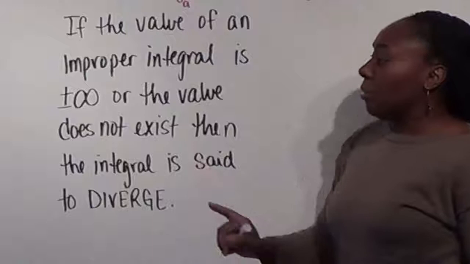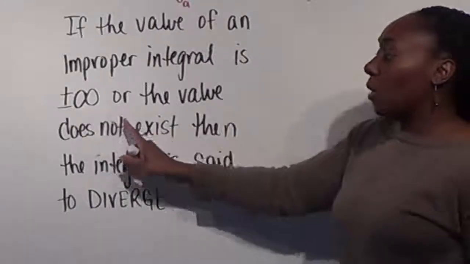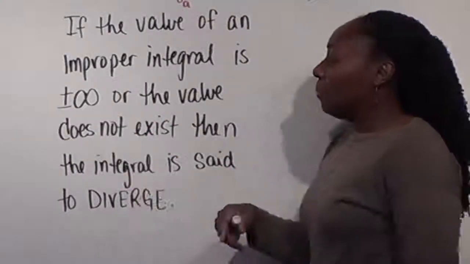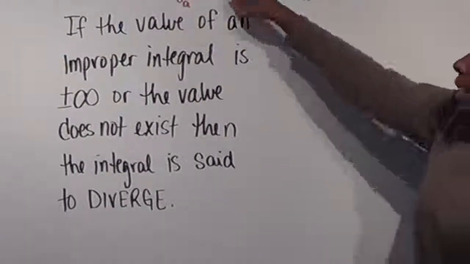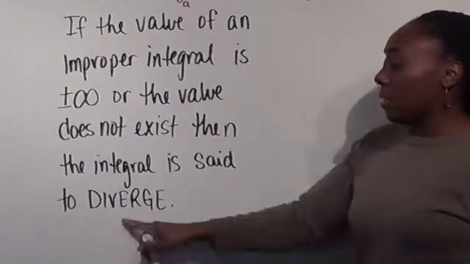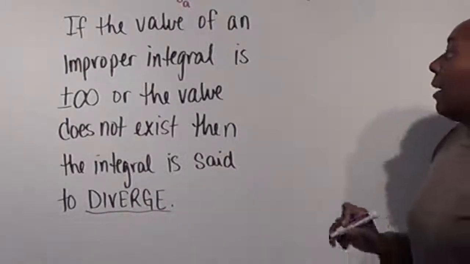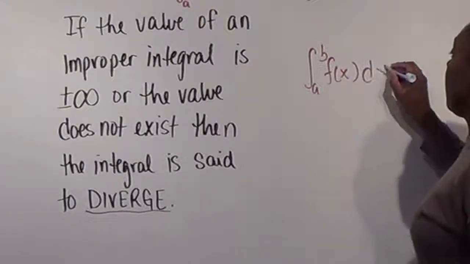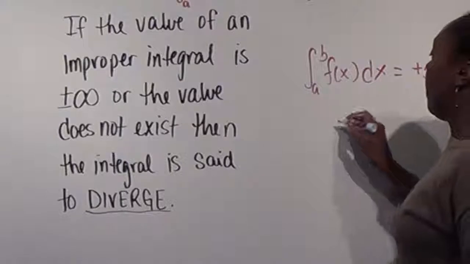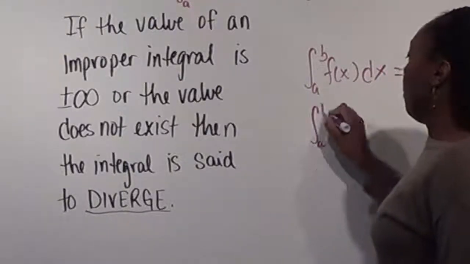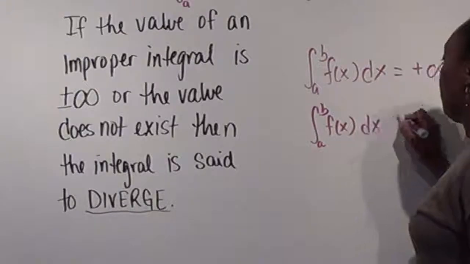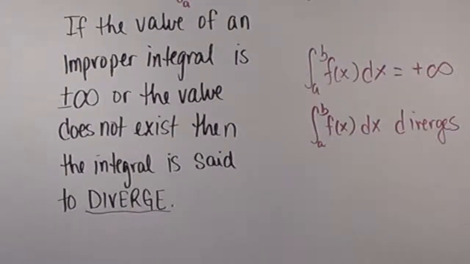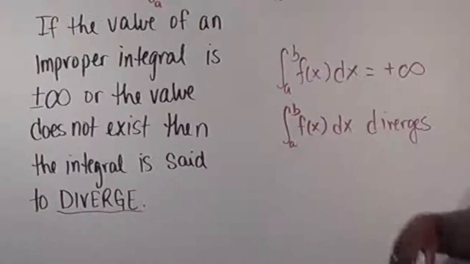If the value of an improper integral is plus or minus infinity, or it does not exist, and we'll talk about why it may not exist in a little bit, but if I get something infinite or something that can't be defined as a real number, then the integral is said to diverge. And so here, if I get something like a to b of f of x dx is equal to positive infinity, then we say the integral diverges. Okay? And notice the different notation here. When we say it converges, we usually say what it converges to.